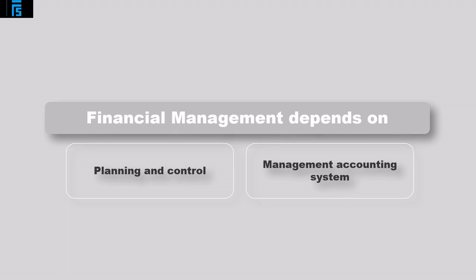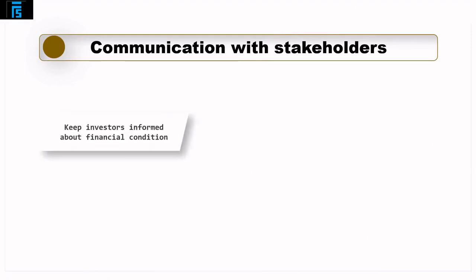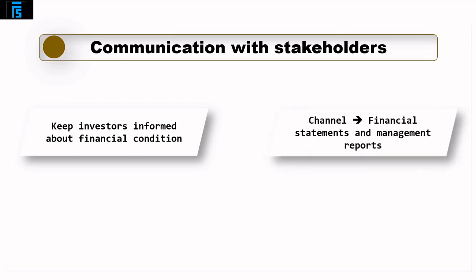The last of the cornerstones of financial management, which we need to mention in this video, is communication with the company's stakeholders. The goal of such communication is to keep both external stakeholders, such as shareholders, creditors, governments, and customers, as well as internal ones, such as employees and management, informed about the financial condition of the company. Stakeholder communication is effected via different channels, including published financial statements and management reports.